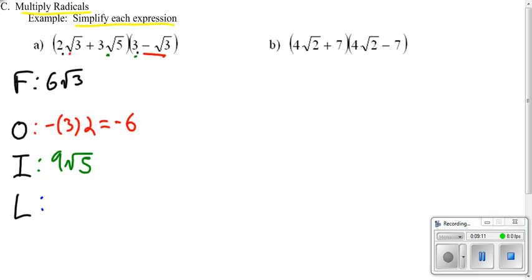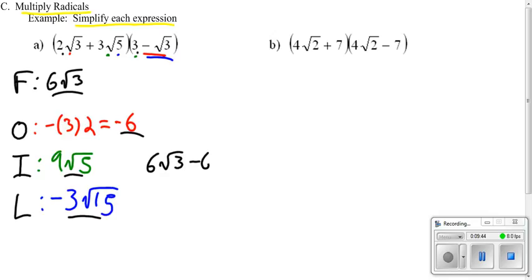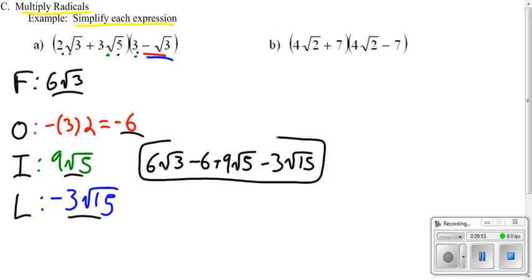And our last ones, we look at 3 square roots of 5 and again negative square root of 3. The negative comes along, as does the 3. Square root of 5 times square root of 3 becomes square root of 15. Now in this case, none of our numbers are combinable. None of them have similar indices and similar radicands, so we can't simplify them down any further. So we're just left with 6 square roots of 3 minus 6 plus 9 square roots of 5 minus 3 square roots of 15. And that becomes our final answer.